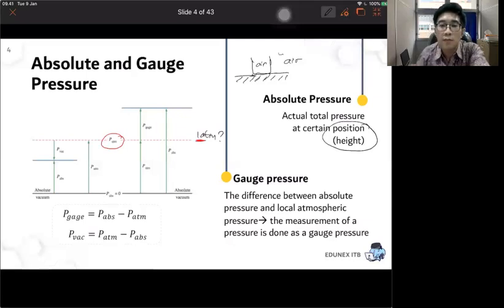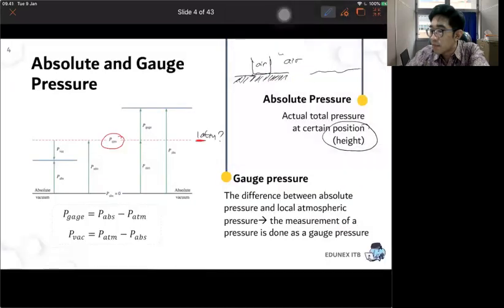of the system. For example, if you put the tank, or if the surface of the Earth is at the same height as the sea level, right? Sea level, then the value of the atmospheric pressure is 1 atm. So 1 atm is the value of the atmospheric pressure when the position of the system is at the same height as the sea level.